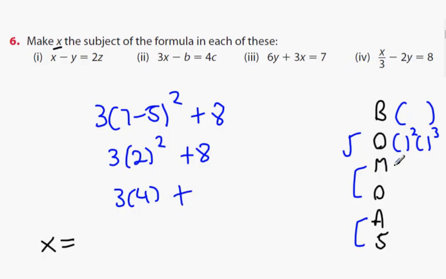You got it? Now multiplication and division can happen at the same time. So can addition or subtraction, okay? And we get 12 plus 8 is 20. Alright, happy enough with this?